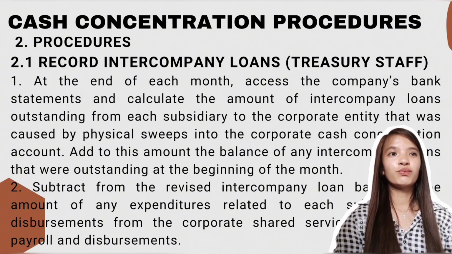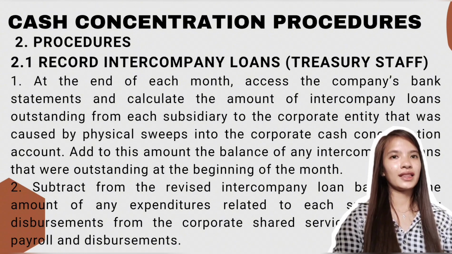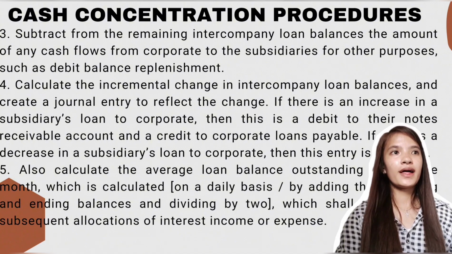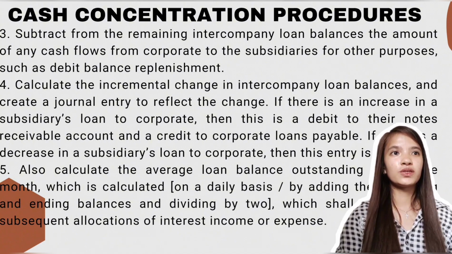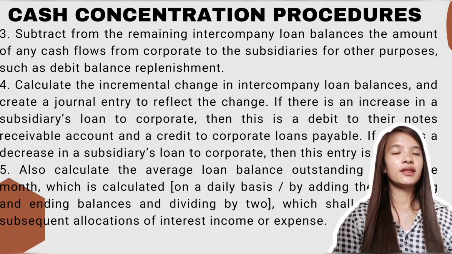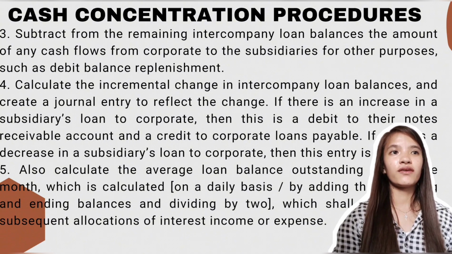Number 2, subtract from the revised intercompany loan balances the amount of any expenditures related to each subsidiary for disbursement from the corporate shared services centers to payroll and disbursement. Number 3, subtract from the remaining intercompany loan balances the amount of any cash flows from corporate to the subsidiaries for other purposes such as debit balance replenishment. Number 4, calculate the incremental change in intercompany loan balances and create a journal entry to reflect the change.